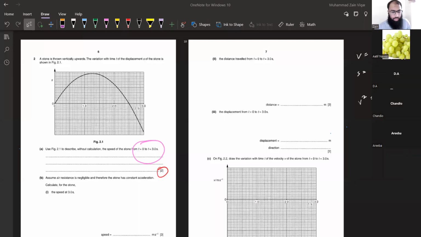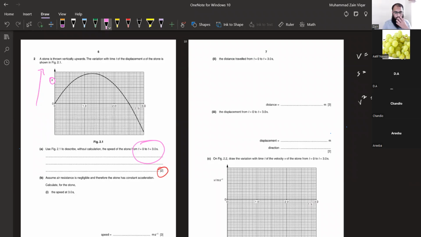Okay, so they're asking me about the speed. Can someone tell me what happens to the speed in the beginning and then what starts to happen? This y-axis is not speed, it's displacement, so don't confuse yourself with it. Speed increases? No, speed decreases. The y-axis is just the displacement, it's not speed.